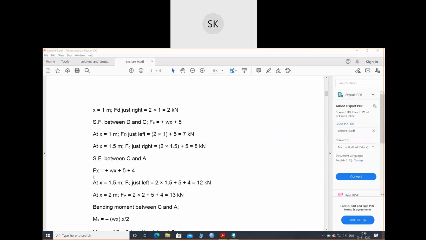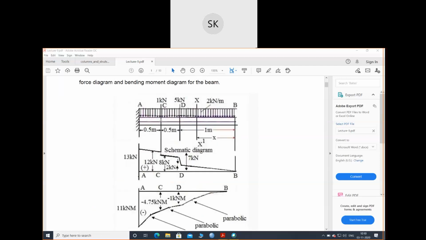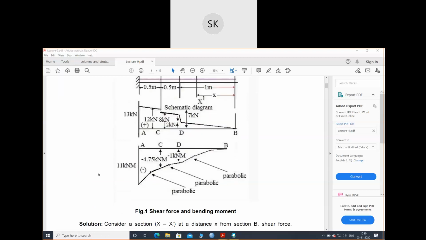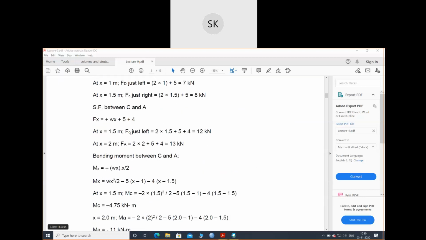Okay. So for this, the boundary condition will be, this is the starting point. So here 1 plus 0.5, it will be 1.5, plus 0.5, it will be 2. So 1.5 and 2 will be the boundary condition. So place the value of x here. You will get the FC and FA. Okay, 12 and 13.